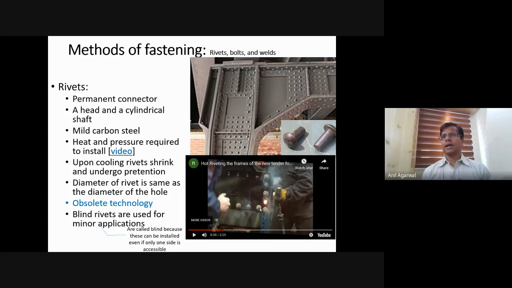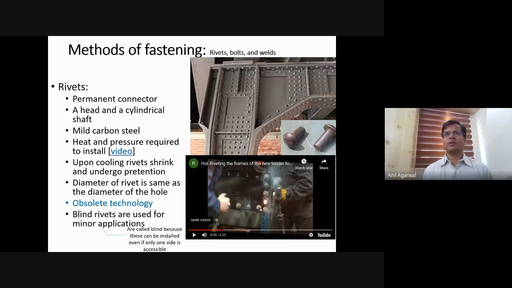Nowadays, rivets are not as common. You may see rivets being used in cooking utensils. So you may sometimes see that the handle is attached to the main vessel through some kind of rivets. Sometimes, not always. Also, sometimes you may see blind rivets.